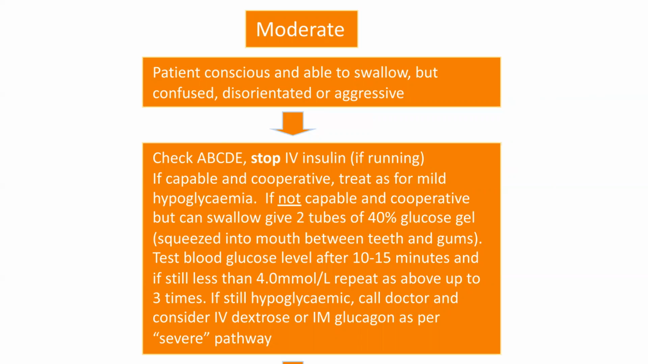So 2 tubes of 40% GlucoGel were given, very important, squeezed into the mouth between the teeth and the gums. Test blood glucose level after 10 to 15 minutes, and if still less than 4 millimole per liter, repeat as above. This can be done up to 3 times. If still hypoglycemic, consider IM glucagon or IV dextrose as per the CFR.